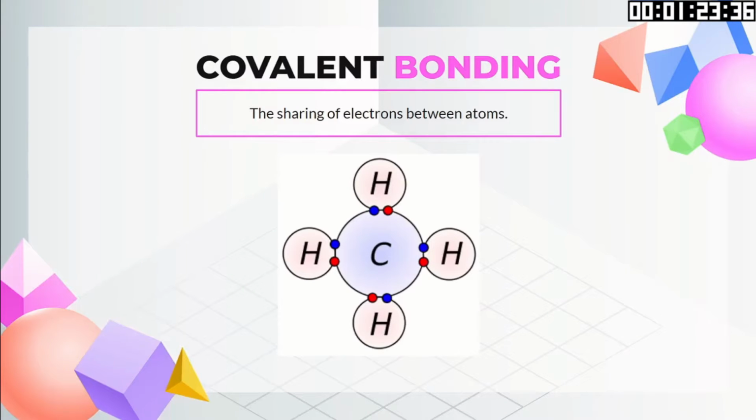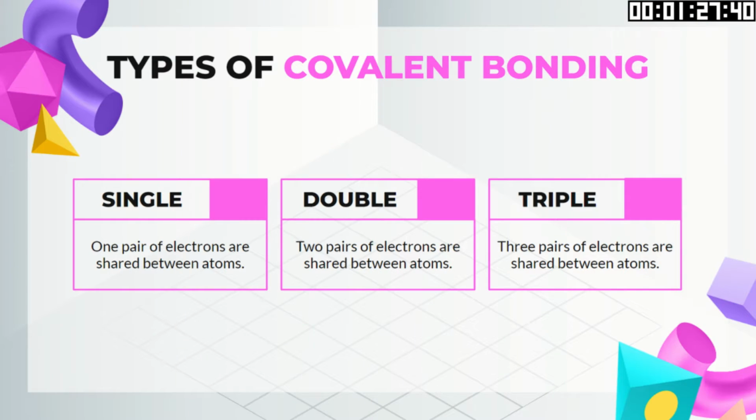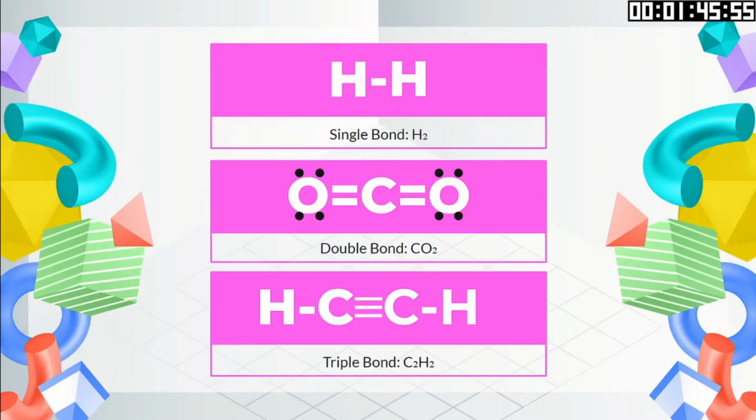Next is covalent bonding, which is the sharing of electrons between atoms. There are 3 types of covalent bonding: single, double, and triple bonding. Single bonding is the sharing of 1 pair of electrons between atoms, or 2 electrons between atoms. Double bonding is 2 pairs of electrons, or 4 electrons total, and triple bonding is 3 pairs of electrons, or 6 electrons in total. Here are a few examples of the different types of covalent bonding.